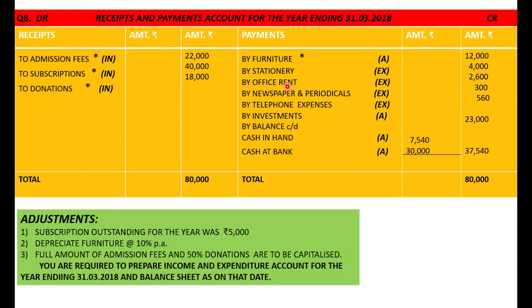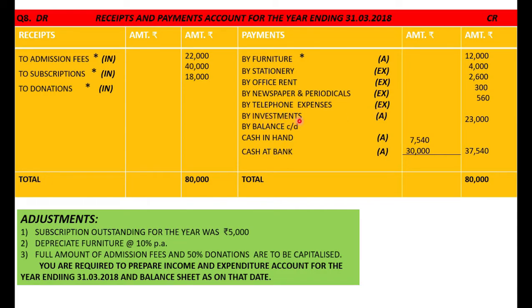By office rent are the expenses. They are recorded on the expenditure side of income and expenditure account, that is the debit side. By newspaper and periodicals are the expenses. They are recorded on the expenditure side of income and expenditure account, that is the debit side. By telephone expenses are recorded on the expenditure side of income and expenditure account, that is the debit side.